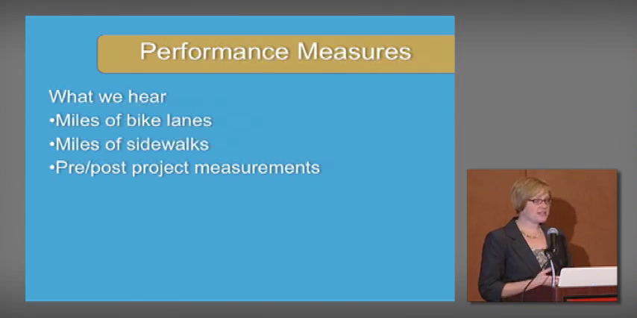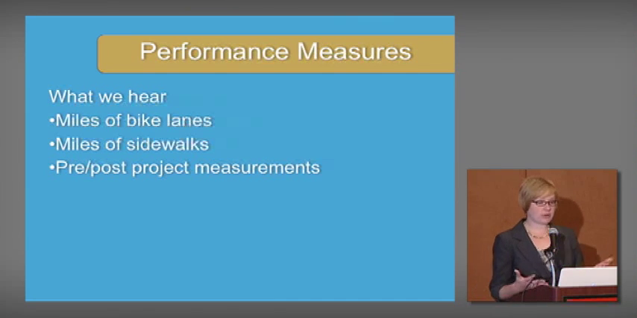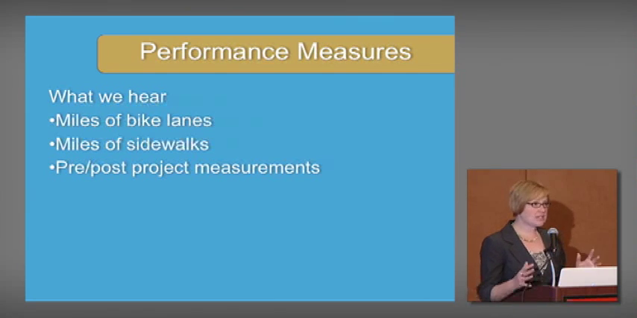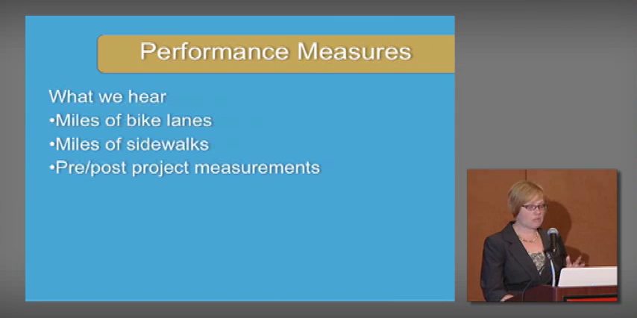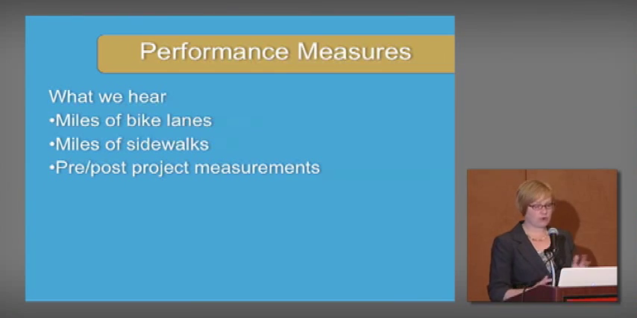and that everybody that's on the street is represented in our measurements. What we hear is that this is difficult, as I'm sure you all can agree with. The easiest common measures seem to be miles of bike lanes and miles of sidewalks, and people are starting to measure pre-post for the projects as far as users and motor vehicle speed. For most of those projects, we're still waiting to get the really good post measurements, but it's really great to see people measuring before and after.